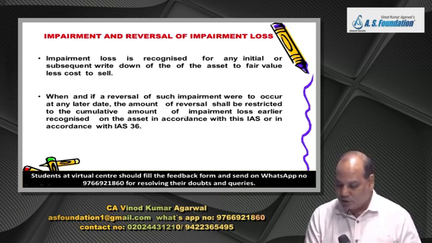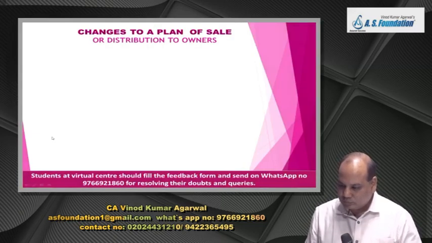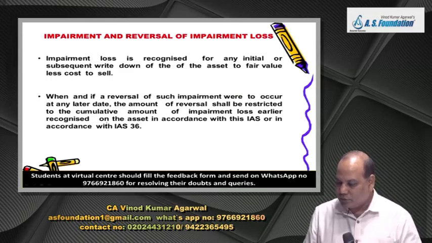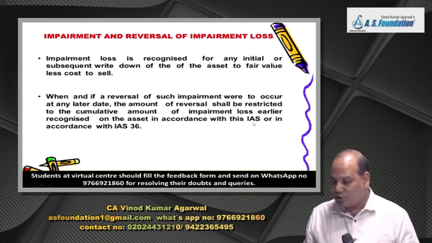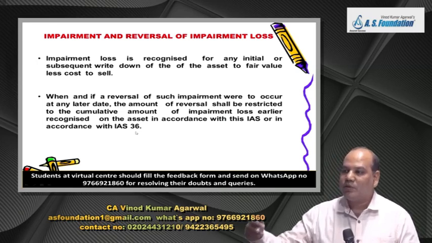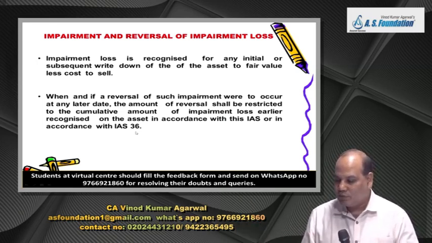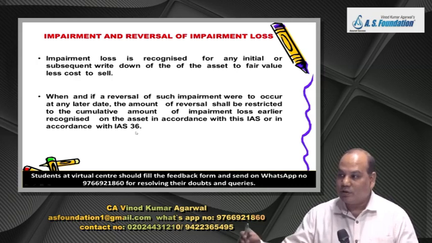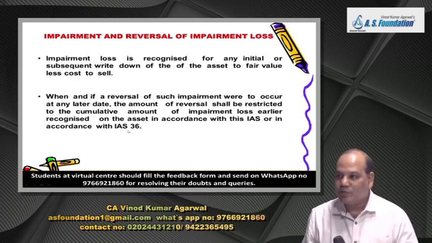So what is the maximum reversal allowed? Impairment loss already recognized earlier as per the other IAS or as per this IFRS. So the total amount that you can reverse is restricted to the cumulative amount of impairment loss earlier recognized in accordance with this IFRS or in accordance with IAS 36. That is the maximum reversal that is allowed. More than that, if you have to reverse, then you have to go to IAS 16 and check whether revaluation is allowed or not. And if revaluation is allowed, then over and above that you can do it subject to revaluation surplus.